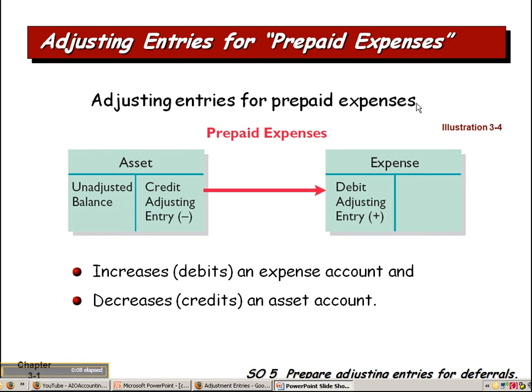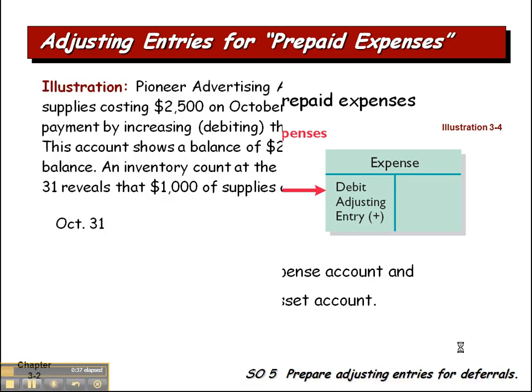Adjusting entries for prepaid expenses, what we're going to do is basically reduce an asset and create an expense. Remember, one's a balance sheet item, one's an income statement item. So all adjusting entries will always affect balance sheet items and income statement items, always. So increases are a debit to an expense account and decreases are a credit to an asset account. This is what we do in regard to prepaid expenses.